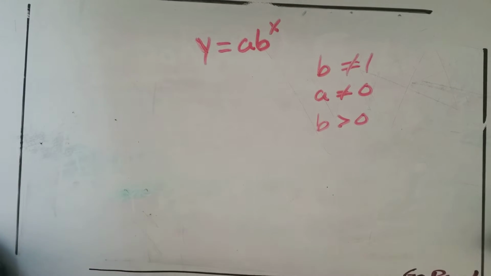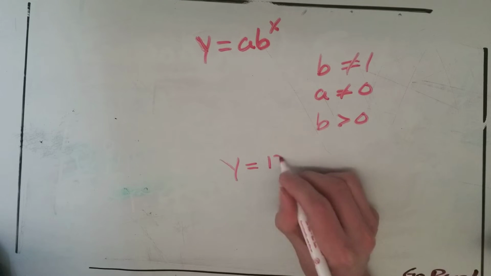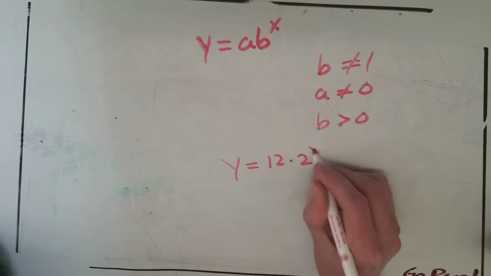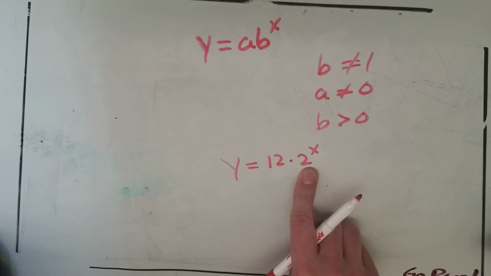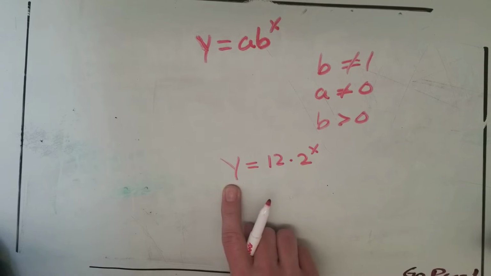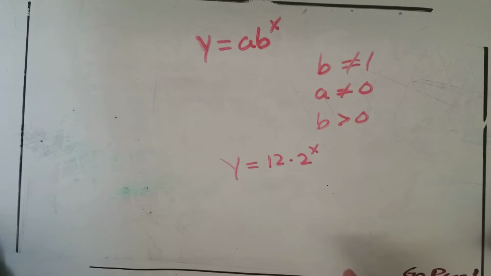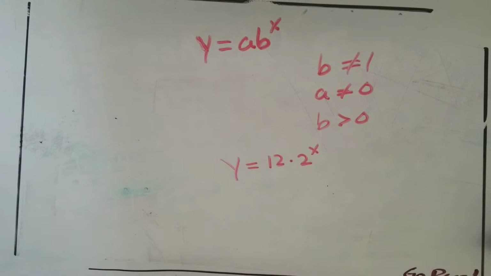And I believe the first problem we talked about with this was, I think it was Ed had 12 pennies, and he was doubling the amount of pennies, and we wanted to create a function to represent that, and we successfully got to 12 times 2 to the x. He started with 12, and he kept on doubling every week. So x was weeks, y was total amount of pennies, so the number of weeks was how many times he was doubling. Perfect example of an exponential function.